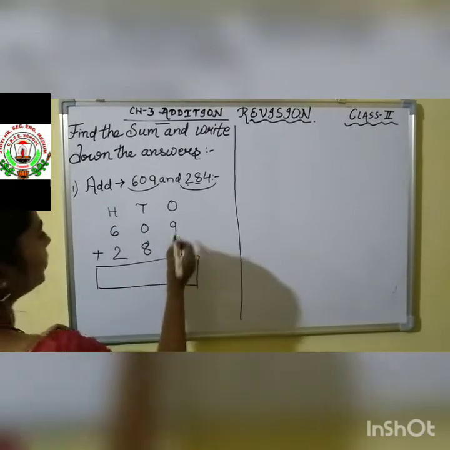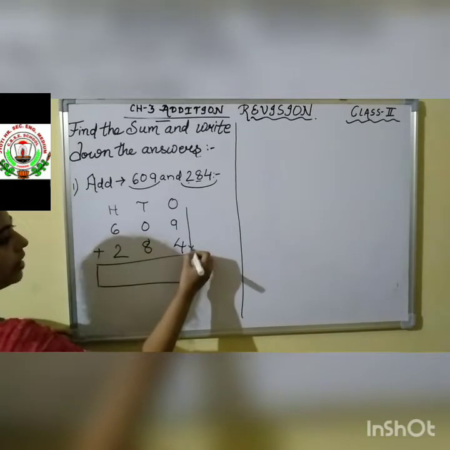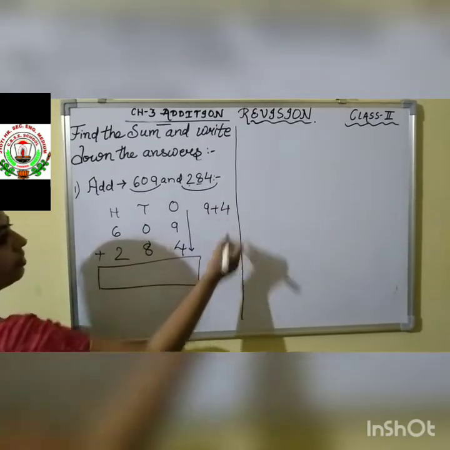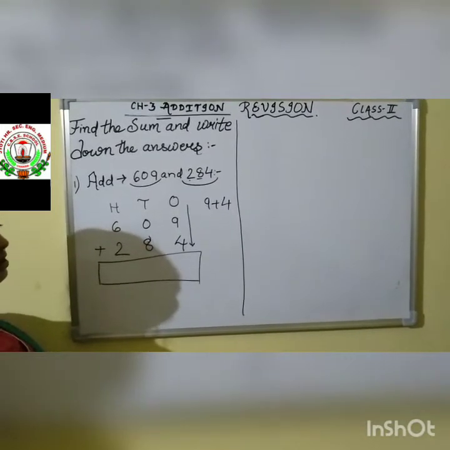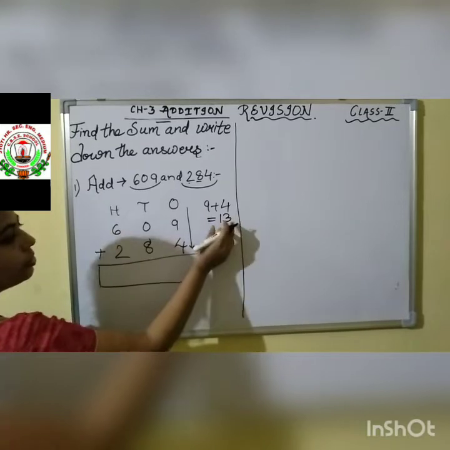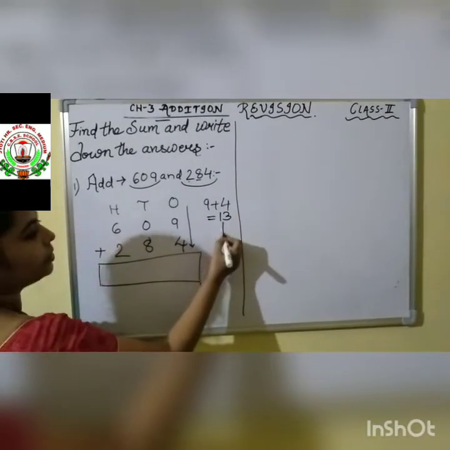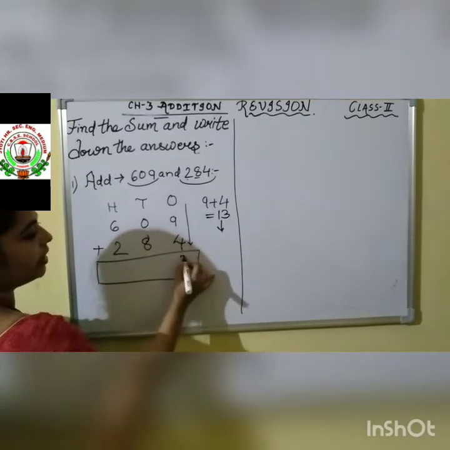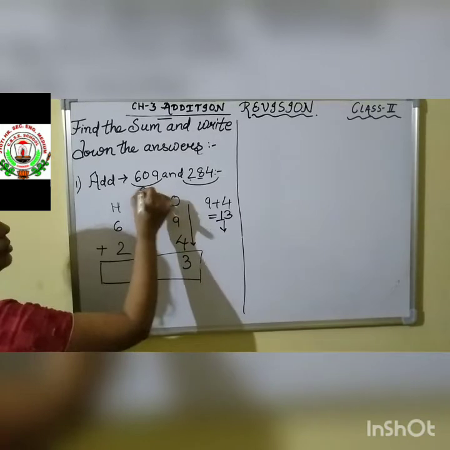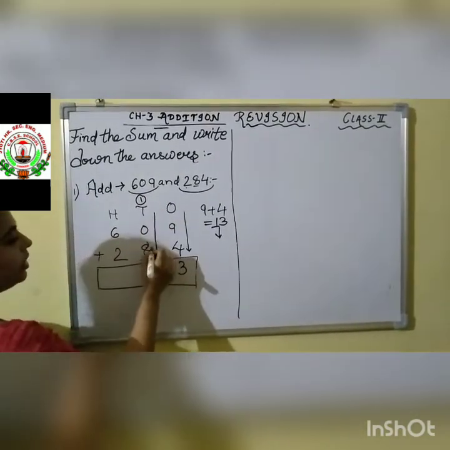So let us see. 9 plus 4. Start from the ones place. We can see 9 and 4 are there. 9 plus 4, we get the answer, tell me children, 13. So do you write the whole 13 here? No, no. What will you do? This 3 we will write down here, and this 1 will go to the tens place as carryover. Okay.